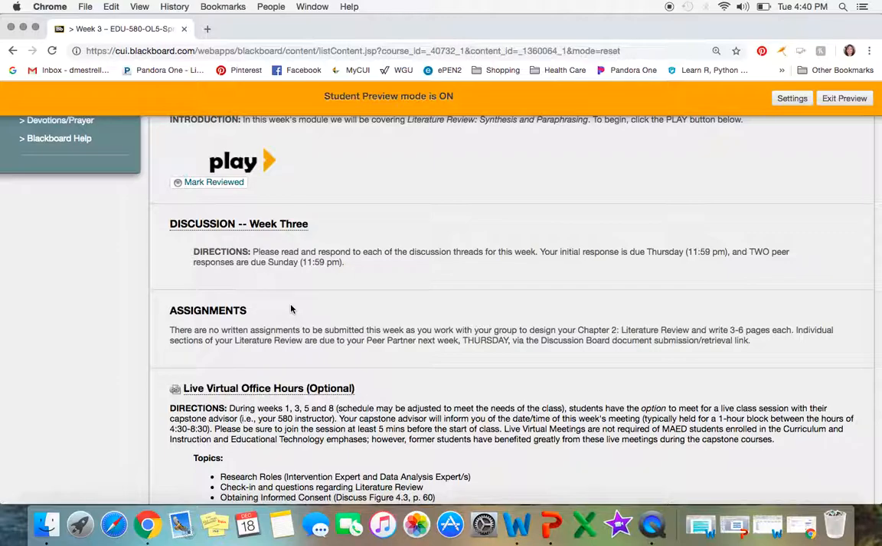So these sections are due to your peer partner next week on Thursday, and it will be your job to work with your peer partner, who will be from a different research group. You will read your peer partner's submission and provide them with feedback.